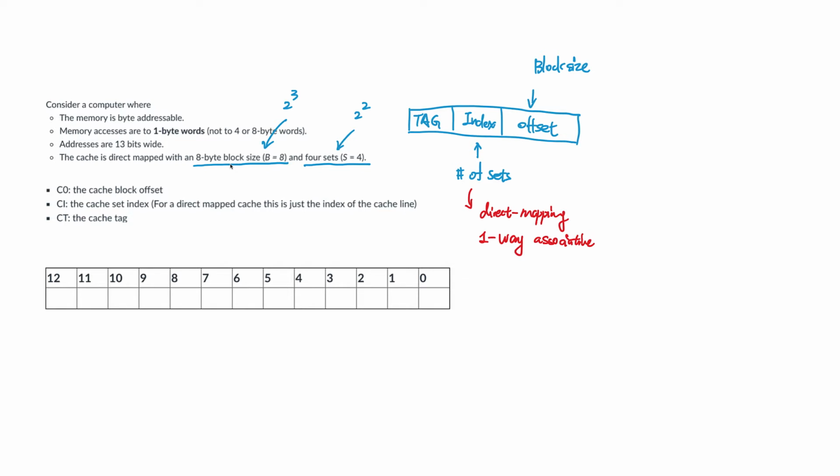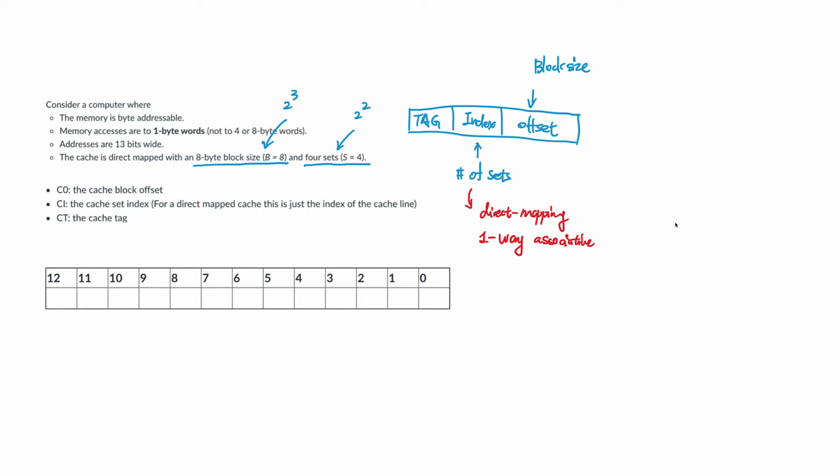And we have 8 byte block size. That means 8 bytes, 2 to the power of 3, right? And we have 4 sets, and 4 is 2 to the power of 2, right? Remember, in cache, we always have 3 components for the cache labeling. The first part is tag, second is the index, and then the offset. The digits of the offset are controlled by the block size, and the digits of the index are controlled by the number of sets. Direct mapping means it's one-way associative.